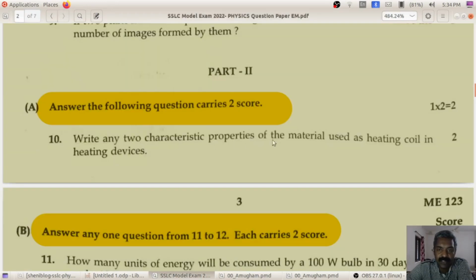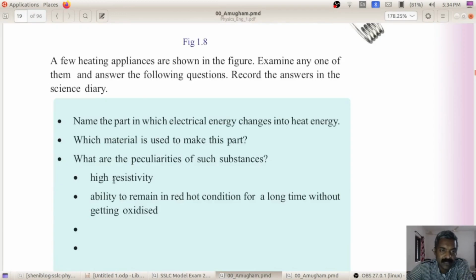Write 2 characteristic properties of the material used as heating coil. Okay, here is the answer. This heating coil has high resistivity, ability to remain in red hot condition for a long time without getting oxidized, high melting point, etc.